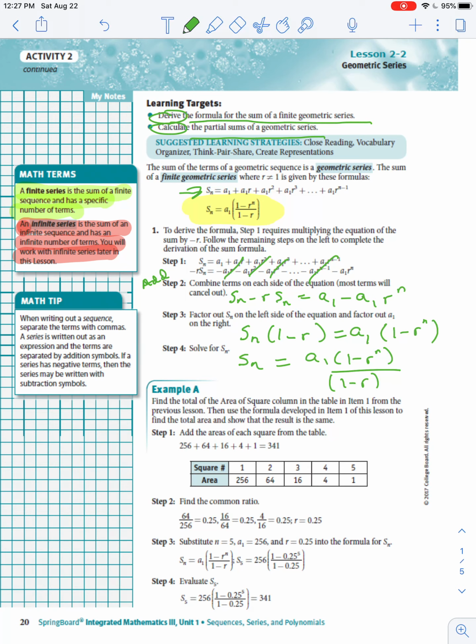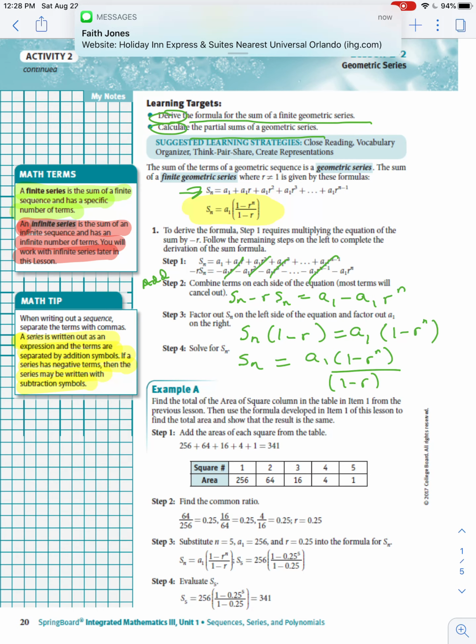When you get to a series, however, a series is written out as the expression separated by addition symbols. And if a series has negative terms, then the series may be written with subtraction symbols. So that's how you know if you're working with a sequence or if you're working with a series.